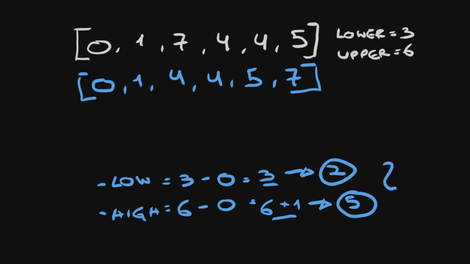Now let's see what this means. Remember, we were here at index 0 and low is 2, so low is here, and high is 5, so high is here.